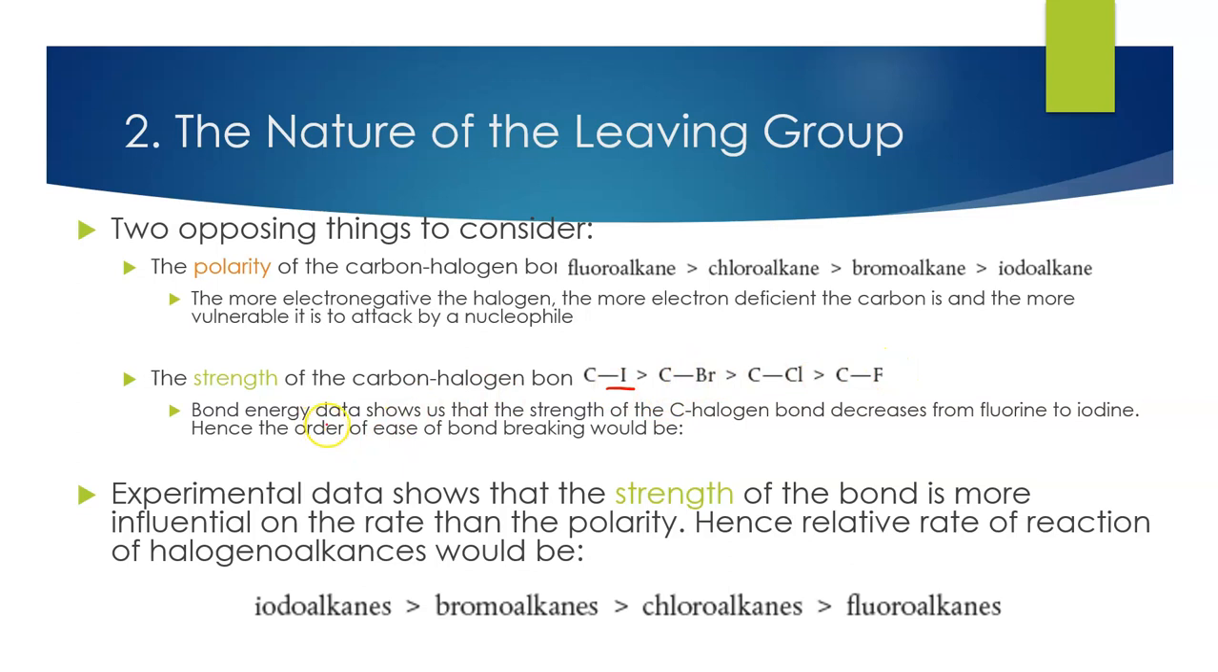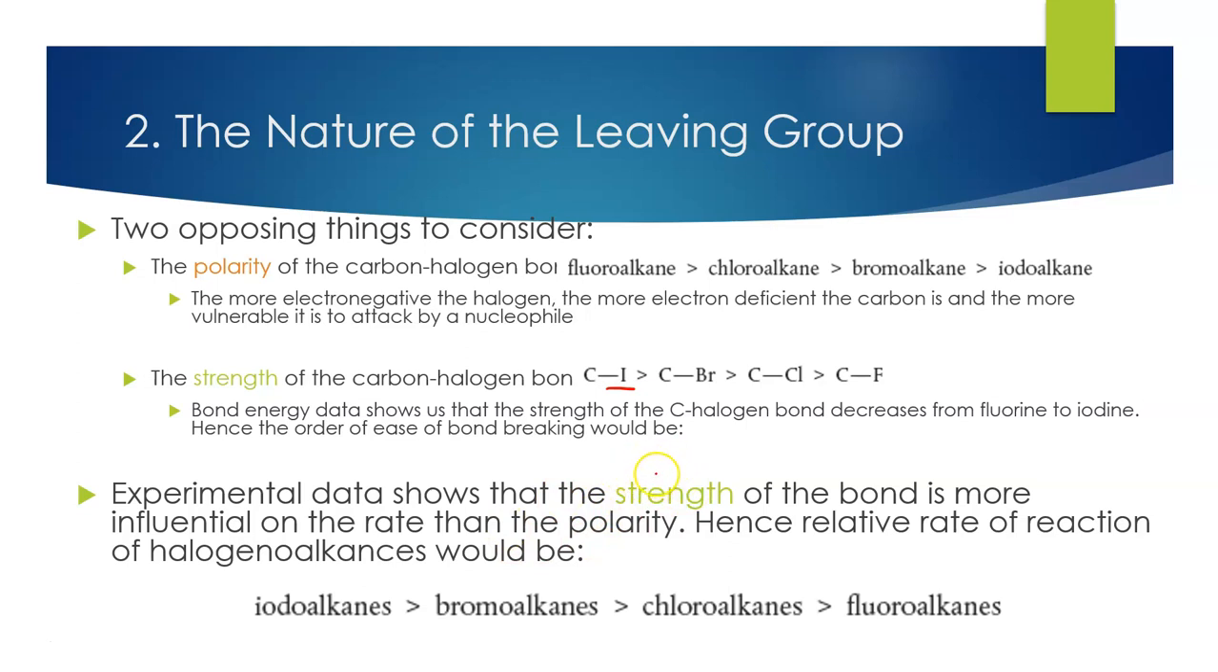So if we look at the bond energies, which you have in your data booklet, you can see that the strength of the carbon-halogen bond decreases from fluorine to iodine. This means that we see the opposite trend for the strength of the bonds than what we saw for polarity. The more polar bonds actually have a stronger bond to the carbon. This means that one can have a greater influence over the other, and experimental data has shown that the strength of the bond is more influential to the rate than the polarity of the bond.